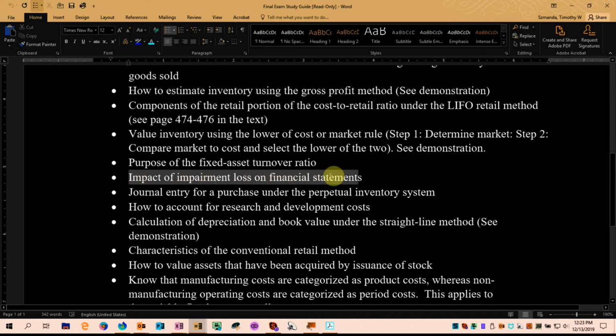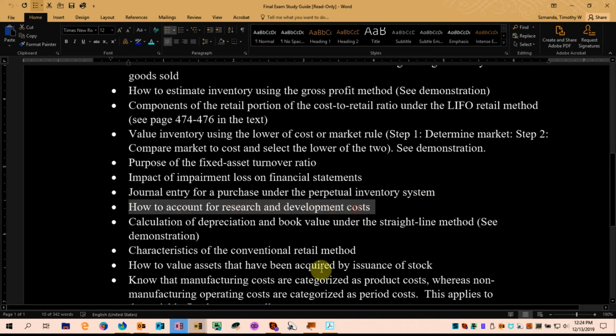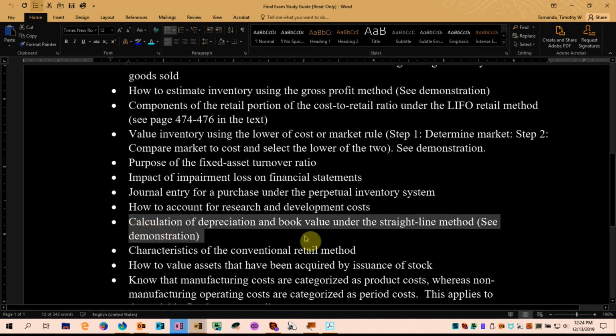You'll want to know the impact of impairment loss on the financial statements. Pretty straightforward concept. You'll want to be familiar with the journal entry for a purchase under the perpetual inventory system. Remember, under the perpetual inventory system, when you buy inventory, you debit directly into the inventory account. Then you'll credit either cash or accounts payable. Know how to account for research and development costs. Generally, they're expensed.